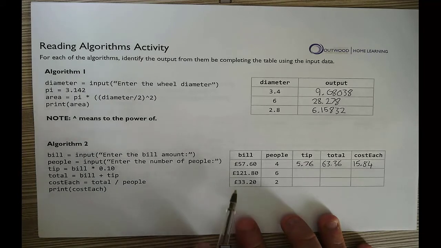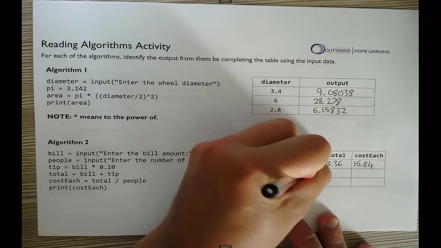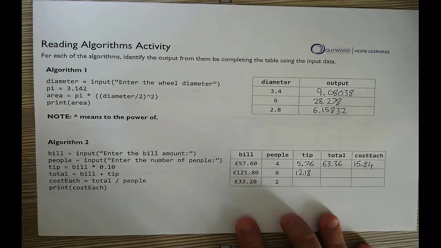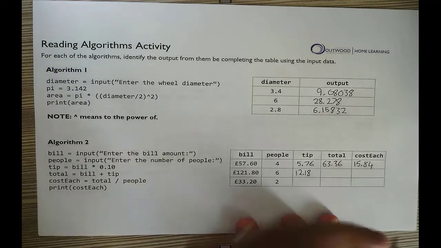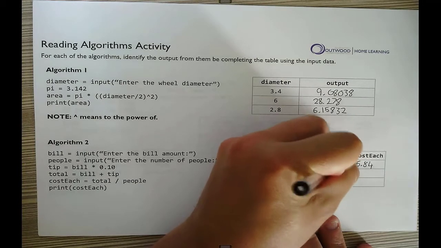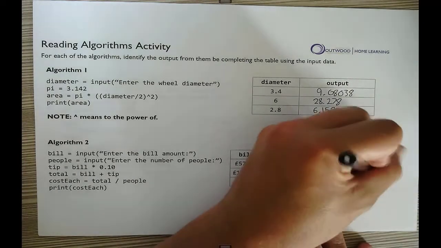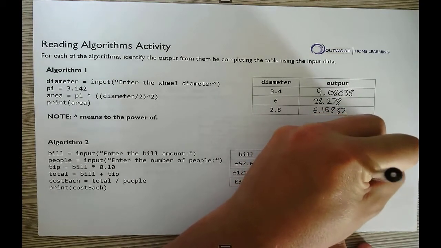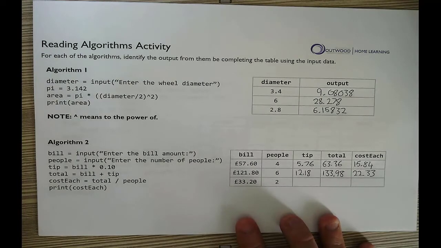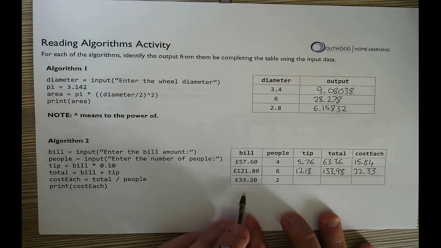Next one then is £121.80. So the tip this time is £12.18 because that's 10%. The total, which is the bill plus the tip, is £133.98. And then the cost each is that total divided by 6, which equates to £22.33 each. Last but not least then, we've got the bill.